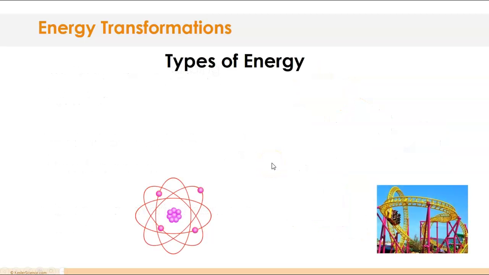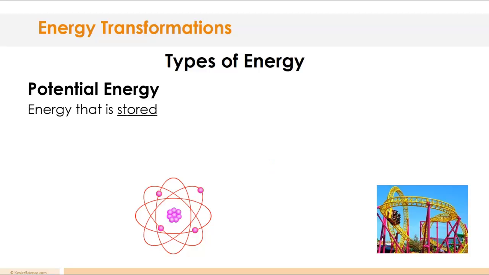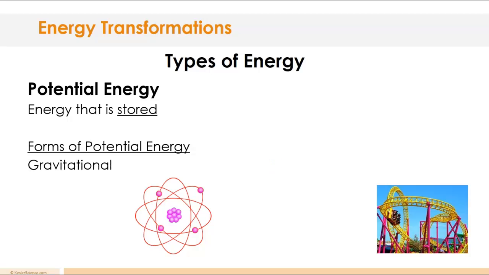So to review what we know about energy so far, we know that we have two basic types of energy. Okay, we have potential energy and kinetic energy. So what's our definition of potential energy? It is energy that is stored. And we have four forms of potential energy that we have talked about and worked with over the last couple weeks. The first one is gravitational potential energy. You know, if something can fall, it has stored energy in its position. So if you can fall, then you have gravitational potential energy.